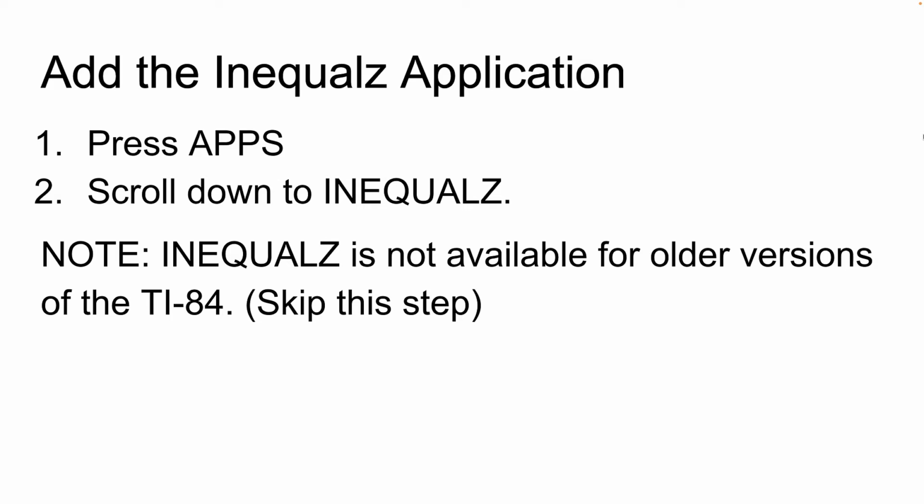The first thing we're going to do is add the Inequalz application. This is located in the Apps button on your calculator. So we'll start by pressing Apps, and then we'll scroll down to the Inequalz program and hit Enter twice. Note the Inequalz program is not available for older versions of the TI-84 calculator, so you can just skip this step if the program's not available to you. Let me show you how to add this to your calculator.